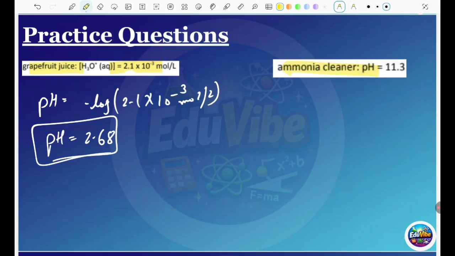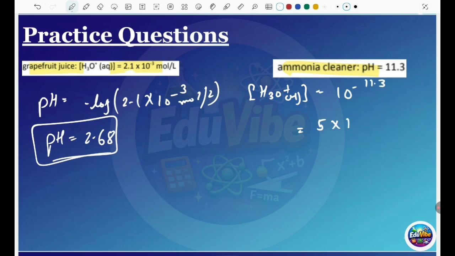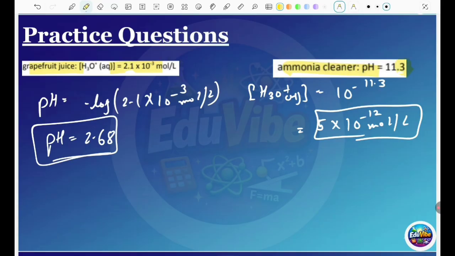Next we have an ammonia cleaner with a pH of 11.3. So we have to find the hydronium ion concentration in this. The hydronium ion concentration is equal to 10 raised to the minus 11.3. Then when we calculate that, 5 times 10 raised to the minus 12 moles per liter. Again, 11.3 has only 1 significant digit after the decimal, so we have only 1 significant digit. That's your answer. That's how pH and pOH work.